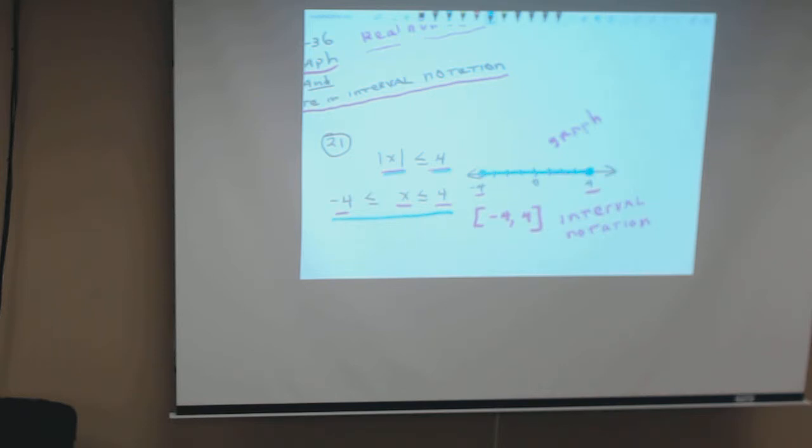Now, does that make sense to you? That's the graph. Does that picture look like what's said here, that -4 is less than or equal to x is less than or equal to 4? And because it says less than or equal to, I fill in the dot.